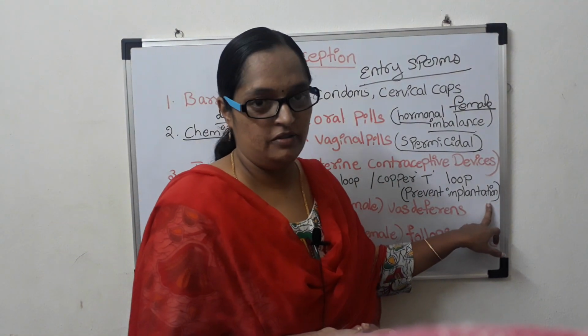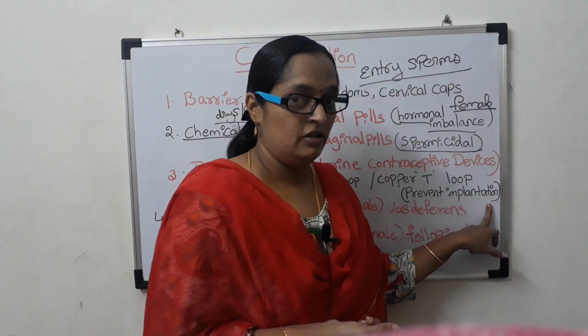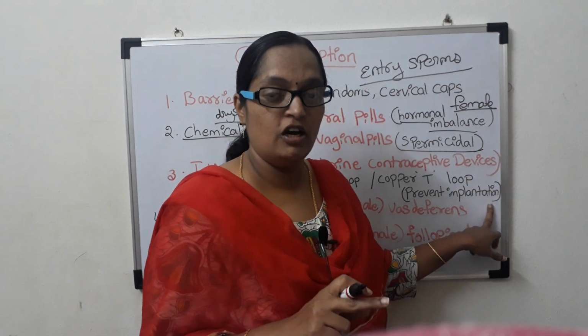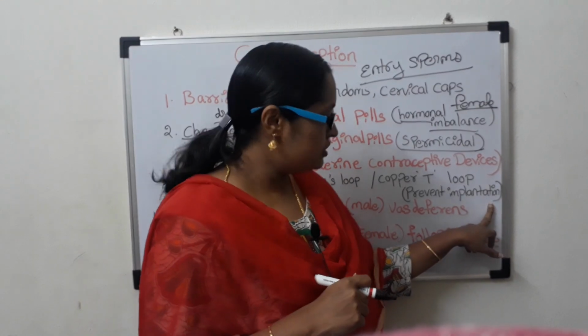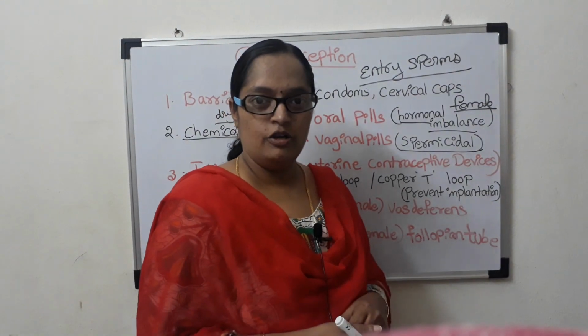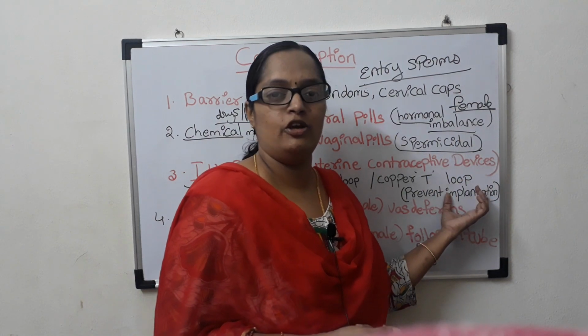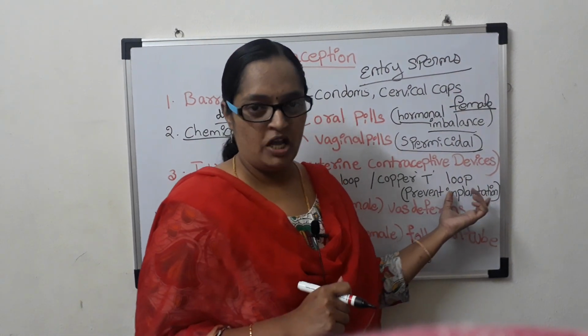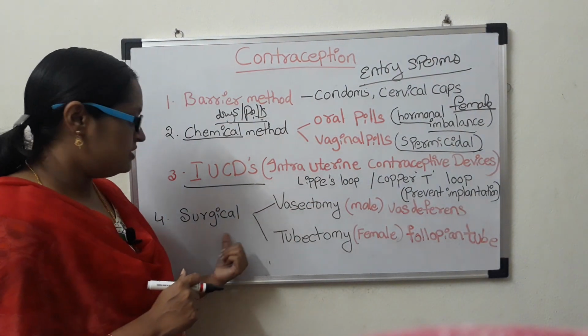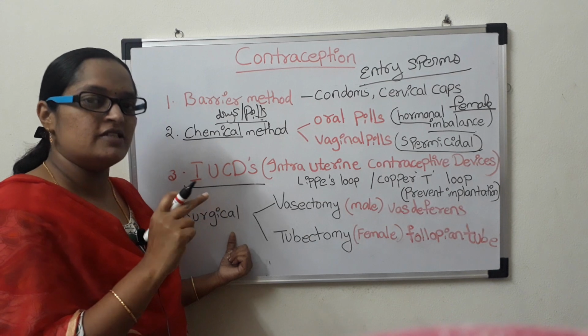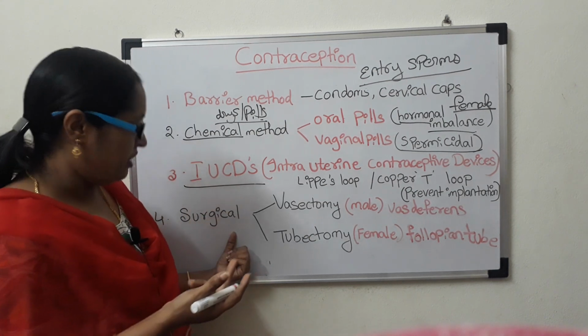What is implantation? Implantation is the process of attachment of the embryo with the uterine wall, which is stopped here. So there is no implantation, means there is no development of the embryo. Avoid the pregnancy. Then the fourth method is the surgical method. Surgical method means by using surgery, we can avoid the pregnancy.